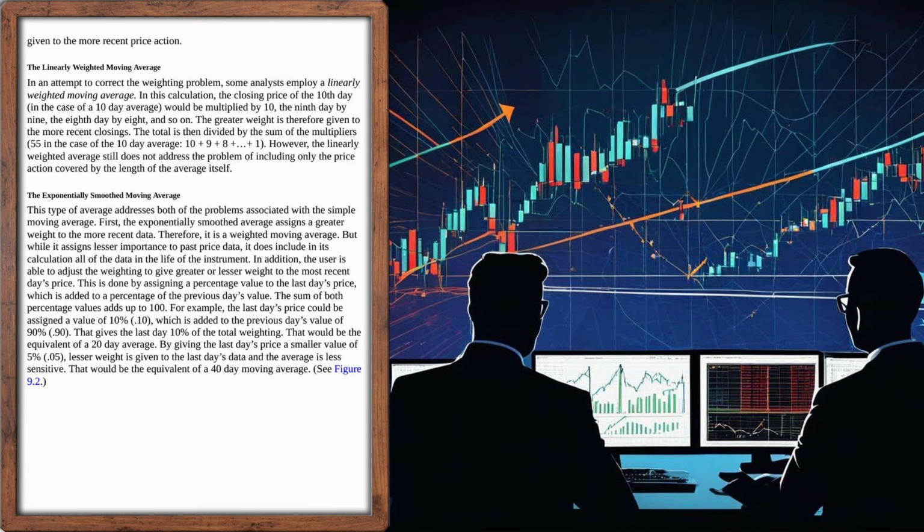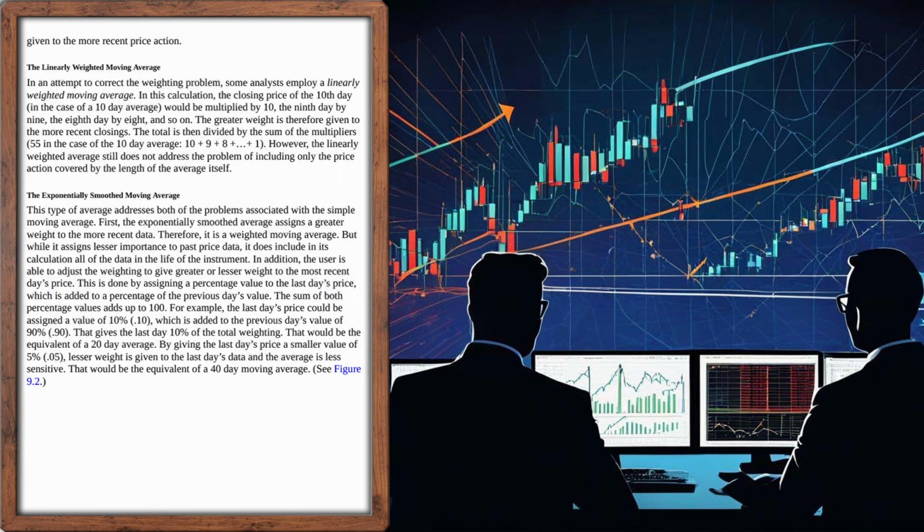For example, the last day's price could be assigned a value of 10%, 0.10, which is added to the previous day's value of 90%, 0.90. That gives the last day 10% of the total weighting. That would be the equivalent of a 20-day average. By giving the last day's price a smaller value of 5%, 0.05, lesser weight is given to the last day's data, and the average is less sensitive. That would be the equivalent of a 40-day moving average.